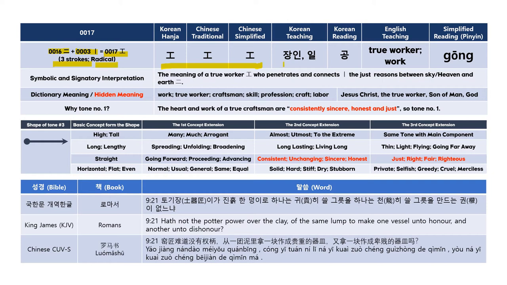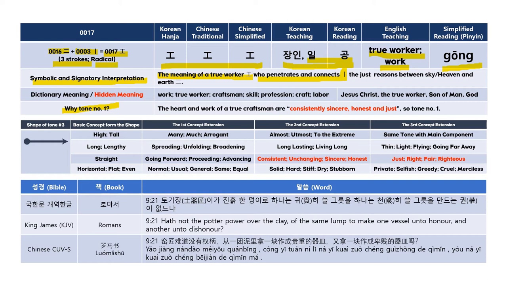In the Korean language, we teach 장인공, 장인공. 장인 means true worker, and 일공, 일 means work. Chinese pronunciation is gong, gong, having tone number one value. The symbolic interpretation of this character is the meaning of a true worker who penetrates and connects, penetrates and connects.